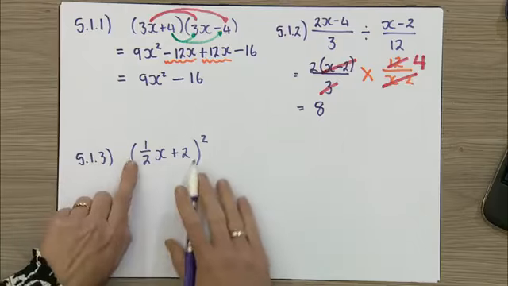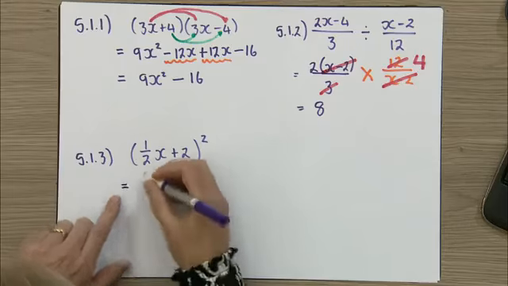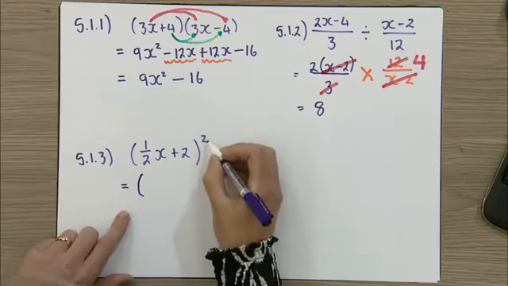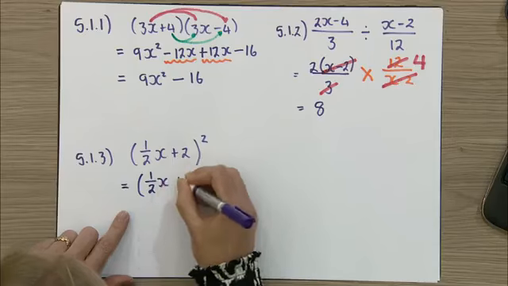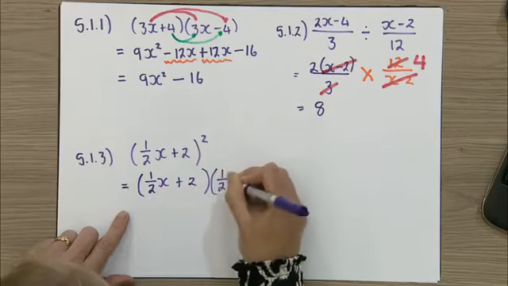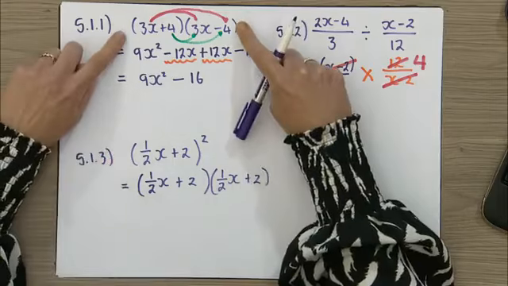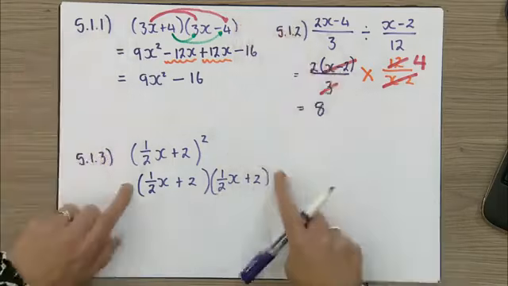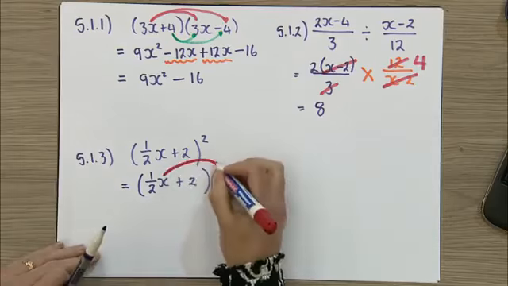Question 5.1.3, grade 9s. If you see a bracket squared and the instruction is to simplify, I want to ask you to always, please, think what does it mean? I've got the bracket twice. So write the bracket out twice. Even if you know the shortcut, just be safe. And now we're back to the same type of sum as 5.1.1. I have to do the distributive law or FOIL.